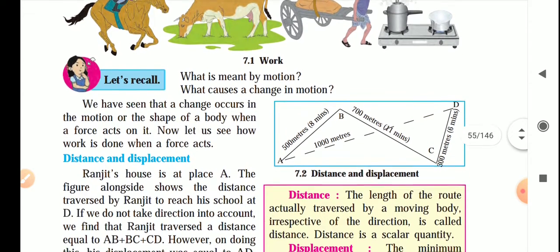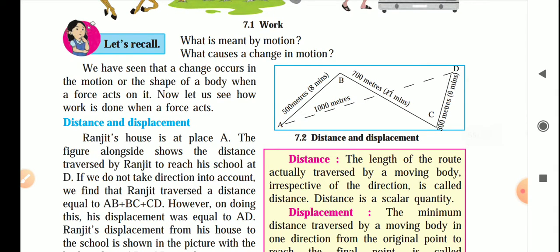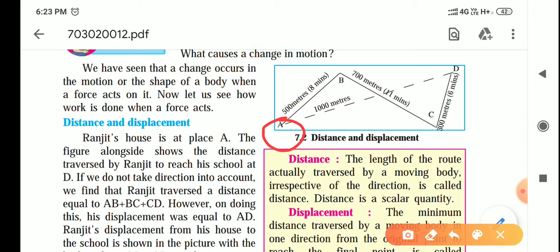So here one example is given about distance and displacement. There is one boy named Ranjit. He has his house at point A and his school is at point D. So while going to his school, he is taking the path AB, BC and CD. Okay, he is going to his school by this path AB, BC and then CD. Okay, so the length from A to B is given, it is 500 meters, and the time required to traverse that distance is 8 minutes. So likewise different distance and time are given.